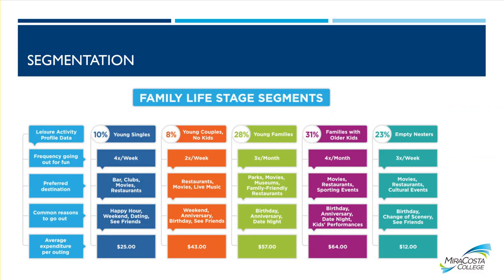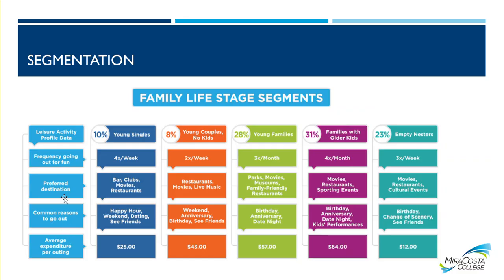So here's more information on family life stage segments. We have leisure activity profile data: young singles, young couples with no kids, young families, families with older kids, and empty nesters. So young couples with no kids, maybe they're willing to spend $43 on a product or service, whereas families with older kids might spend more, $64 on a product or a service. So if you're looking here, average expenditure per outing.